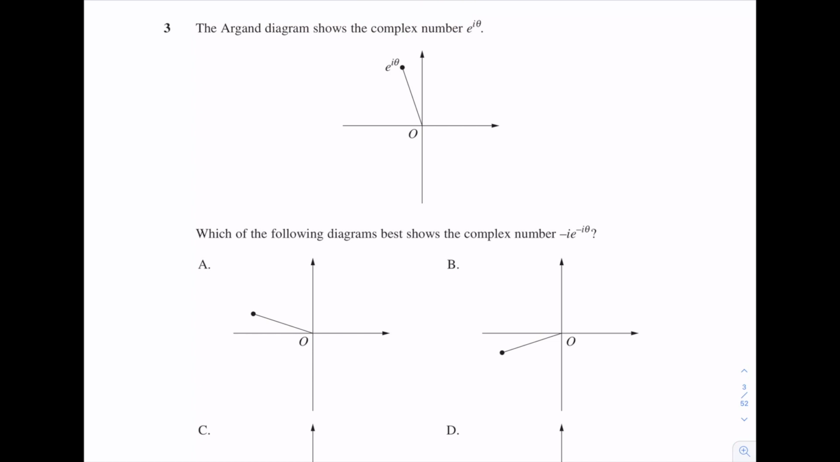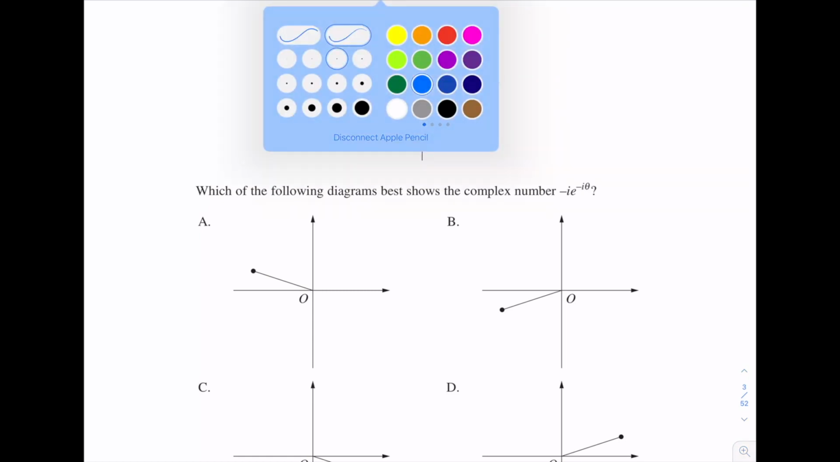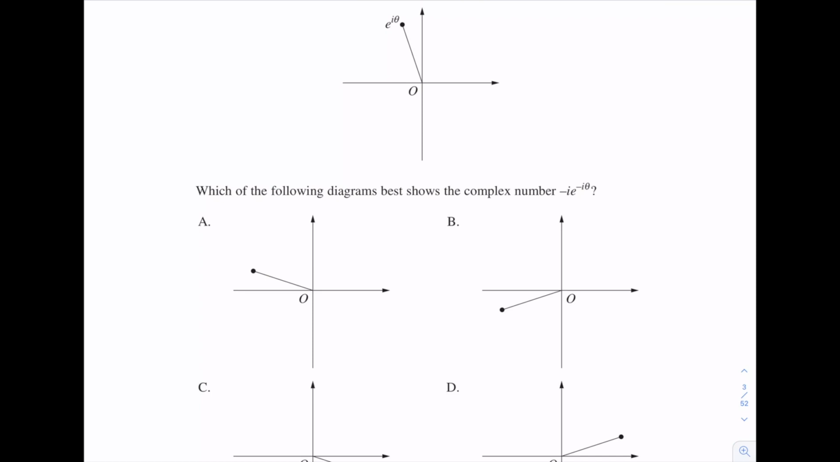Okay, the Argand diagram shows the complex number e to the I theta. All right, which of the following diagrams best shows the complex number minus I e to the minus I theta? Okay. Interesting. Now, there's two ways that we could go about doing this. Maybe we'll do both, again, just for completion or just for understanding.